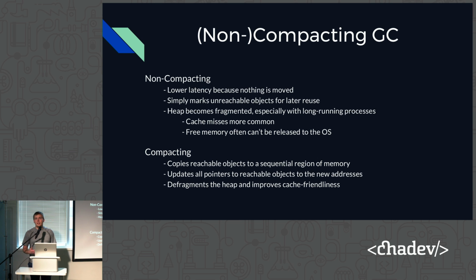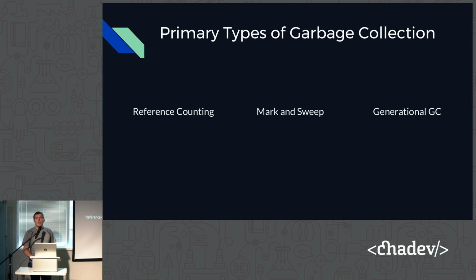And then you have compacting GCs, which will copy the reachable objects to a sequential region of memory, increases your cache hit rates, and provides a number of benefits, like being able to free up memory back to the operating system. There are 3 primary types of garbage collection. You've got reference counting, mark and sweep, and generational GCs.